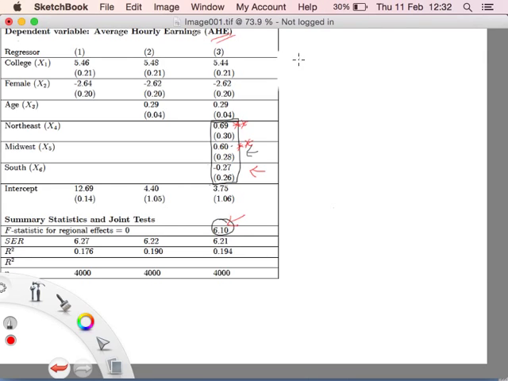Now, given that, we need to construct a confidence interval for them. And here it's beta 6 hat, because South is x6, plus minus 1.96, again for a reason. So plug in the number from the table, and the standard error of the estimate is 0.26.